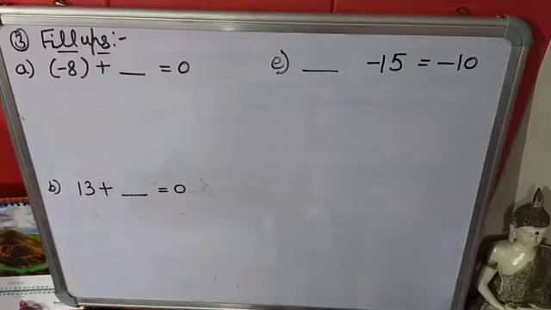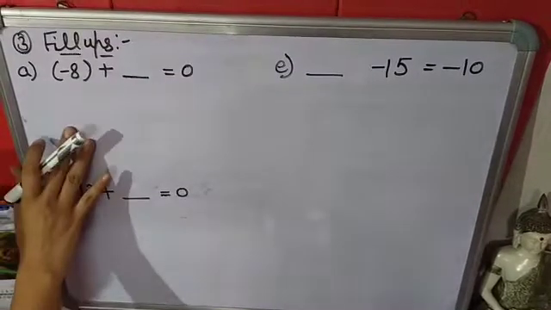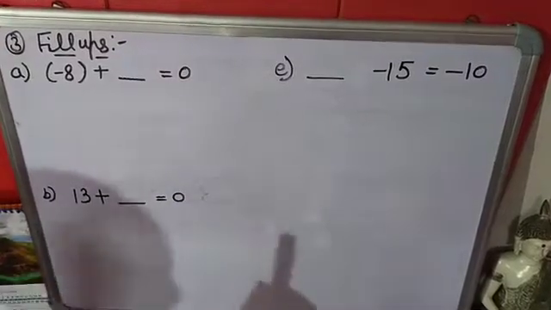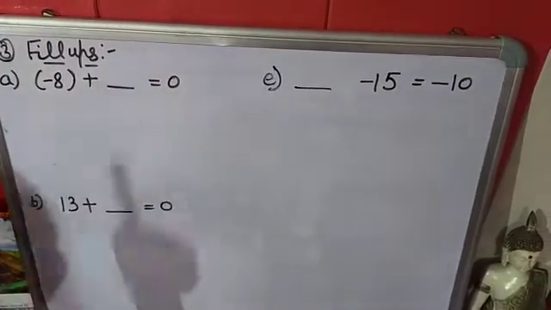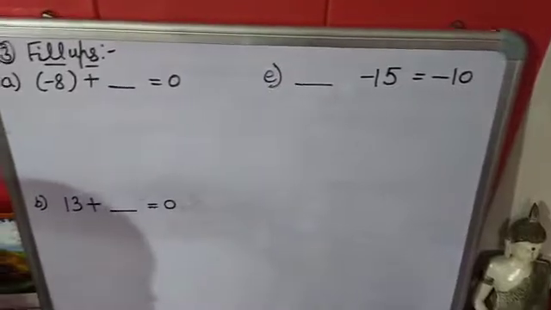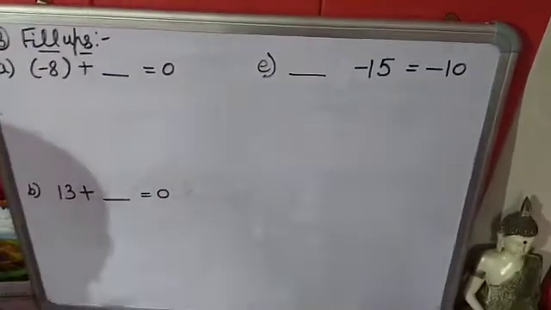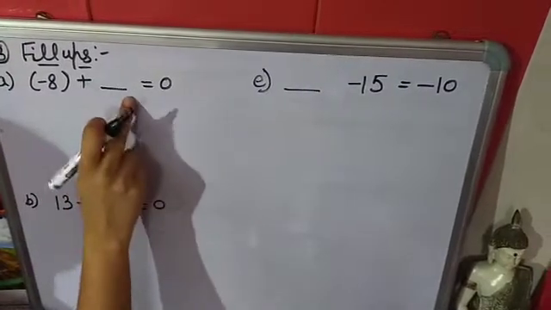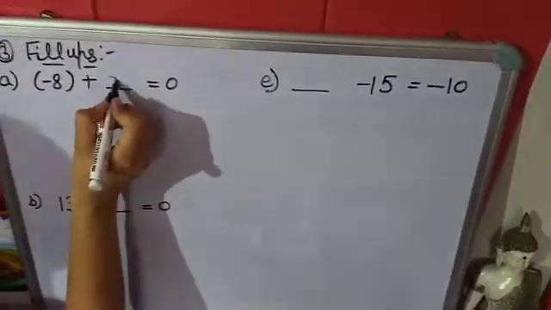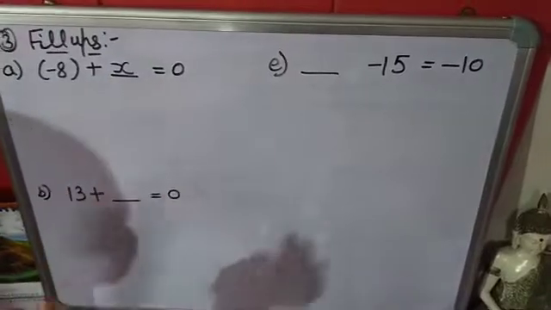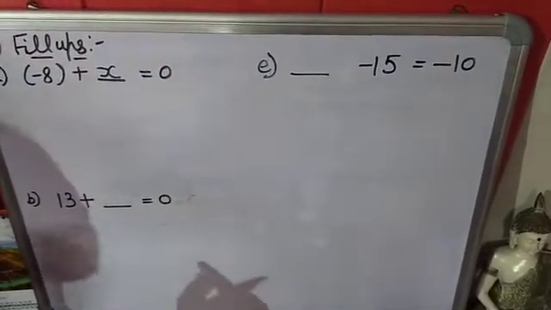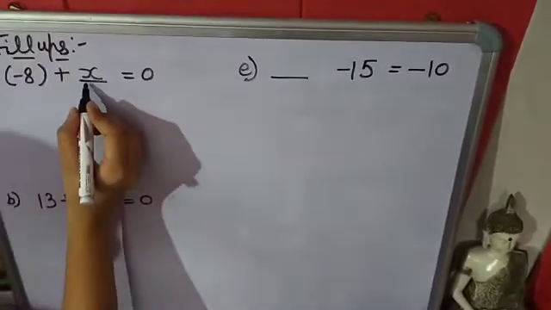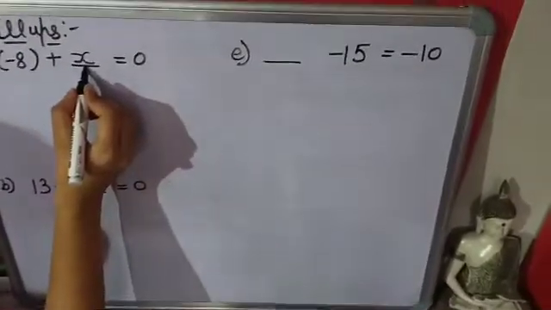Third question is fill ups. Now in this question, solution is given, answer is given. You have to find the one integer from the question. Now how we will do this type of question? For these questions, we will assume that this integer is x. You can take any alphabet. We will assume that this integer is x. Now we have to find the value of x.